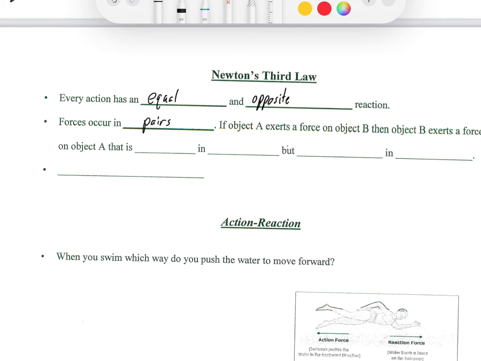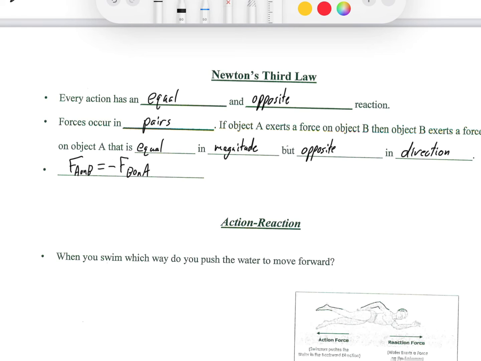So if object A exerts a force on object B, then object B will exert a force on object A that is going to be equal in magnitude, but will be opposite in direction. So if we were to write this out, we could say that the force of A on B is going to be equal to the opposite of the force of B on A.